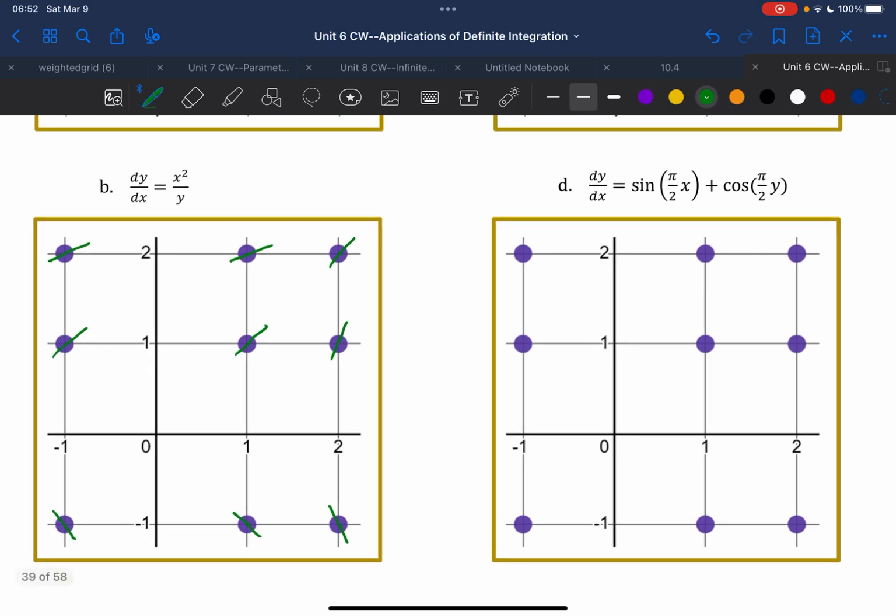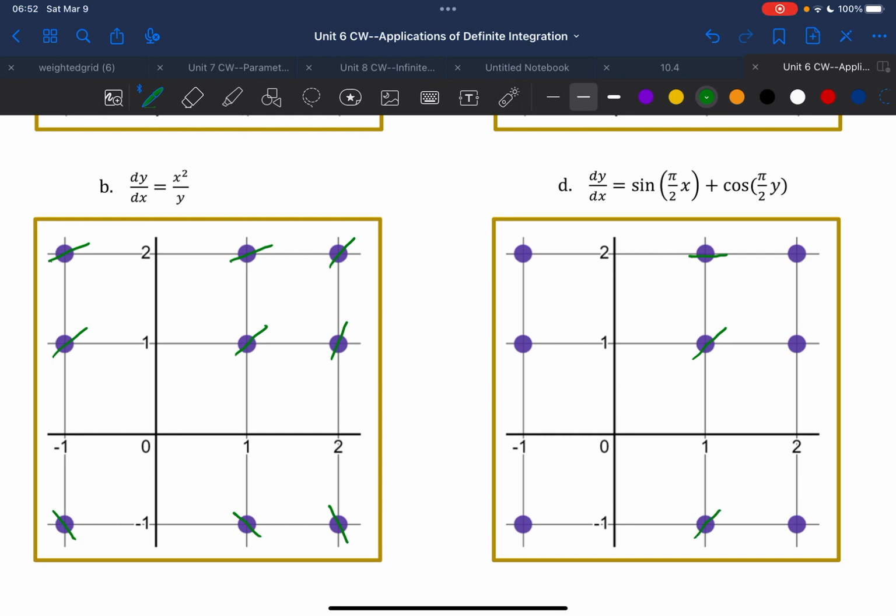And then lastly here, I have some good old tricks. Sine of pi over 2x plus cosine of pi over 2y. So if we go to 1, 1, sine of pi over 2 is 1, cosine of pi over 2 is 0, so I get a slope of 1. If you go to 1, 2, sine of pi over 2 is 1, cosine of pi is negative 1. So 1 plus negative 1 is 0. So you get 1, negative 1. Sine of pi over 2 is 1. Cosine of negative pi over 2 is 0. So I get a slope of 1.